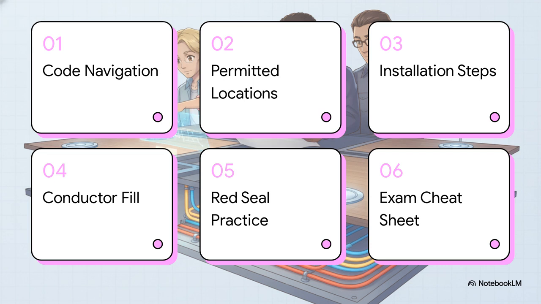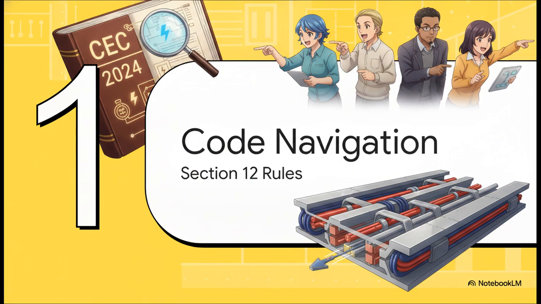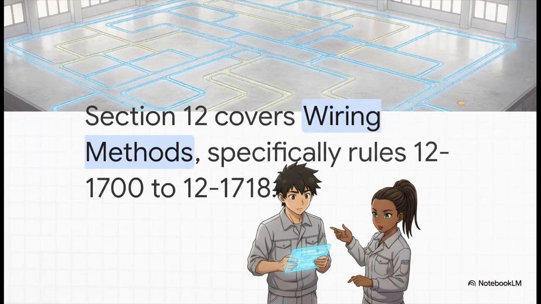Let's get into it. Starting off with Section 1, Code Navigation. Now, during your exam, speed is literally everything. You really need to know exactly which neighborhood of the code book you're hanging out in. For underfloor raceways, they live in Section 12, right under wiring methods. Specifically, you're looking for that block spanning from Rule 12-1700 to 12-1718.